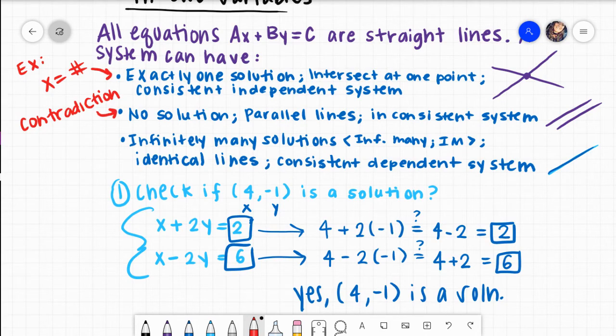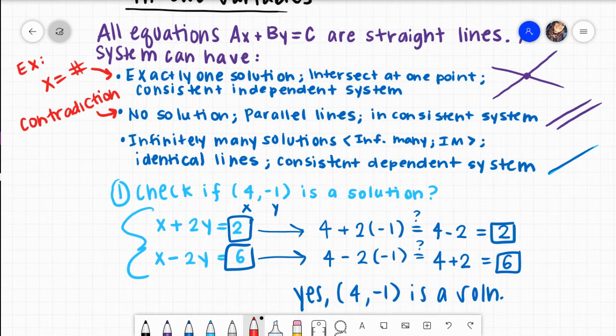Okay, that was like when we got 0 equals 12, that was a contradiction, right? That's not true. It was false, no solution, inconsistent. If we get x equals 4, well, that also means that we have the ability to find our y, right? So when we see that x can equal a number, we have the ability to solve for the other variable, and that would be considered having one solution and that it would intersect at that point.